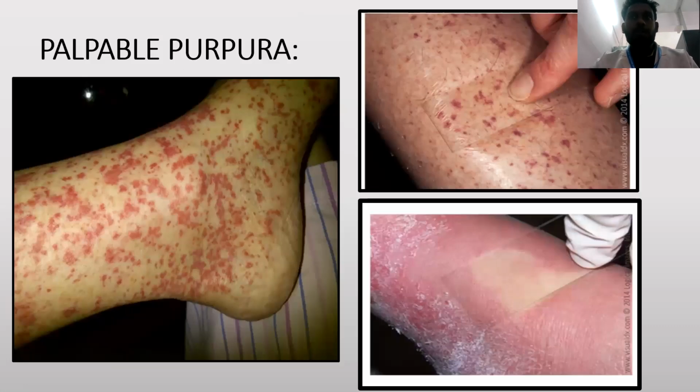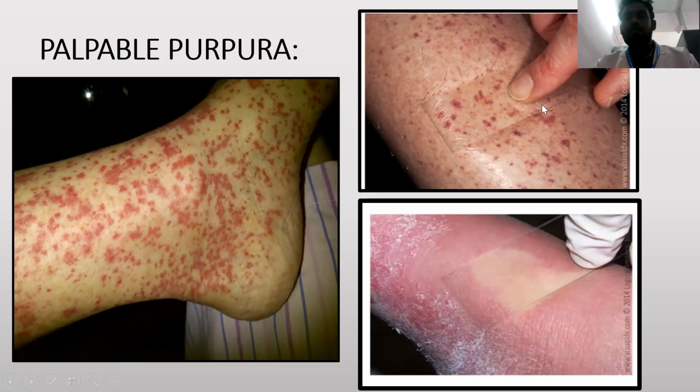So these are the palpable purpura. Here we can see this is the diagnostic test which is being done here. If it is just an erythema, it will blanch on doing the diagnostic test. In case of the palpable purpura, it won't blanch because there is extravasation of RBCs into the interstitial space. So the RBCs are not exactly present inside the vessel, so there is no blanching seen here.